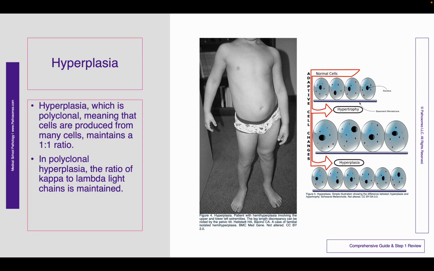Let's talk a bit about hyperplasia now. Hyperplasia, which is due to polyclonal, meaning that cells are produced from many cells, maintains a 1-to-1 ratio. In polyclonal hyperplasia, the ratio of kappa to lambda light chains is maintained.